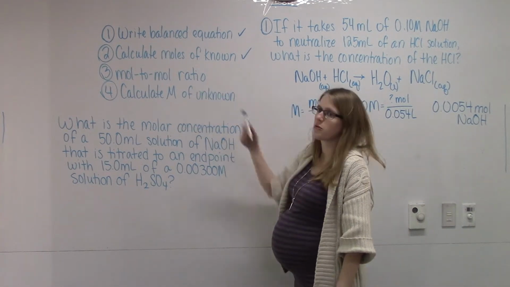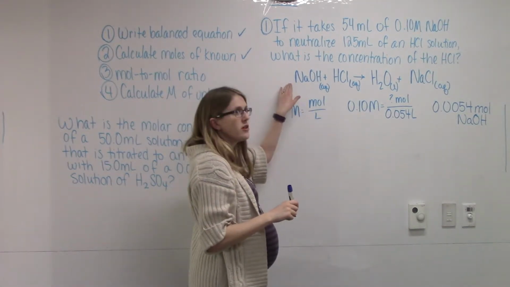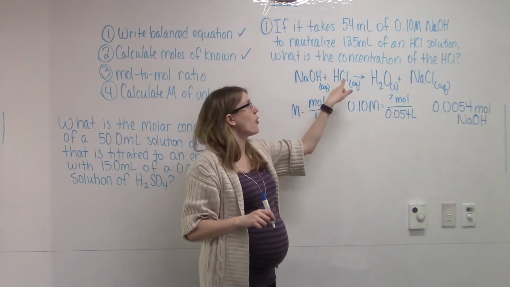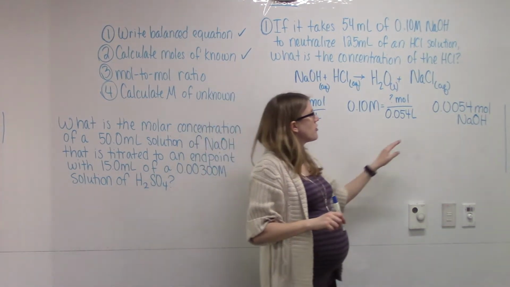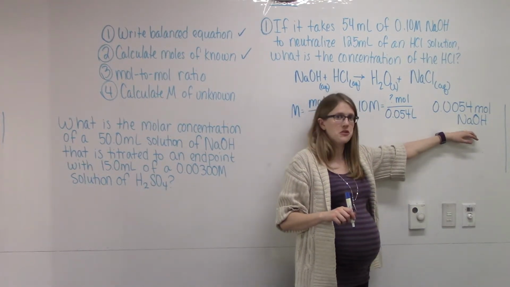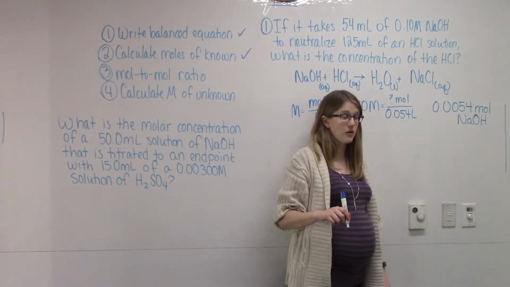Let's look at our mole to mole ratio. That's looking at our equation. When you look at our equation for every 1 mole of this, do you see how we also have 1 mole of this? There's that 1-to-1 mole ratio. So if we have 0.0054 moles of NaOH, don't you agree? We'd also have 0.0054 moles of HCl.